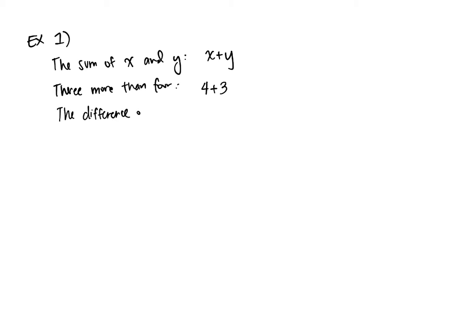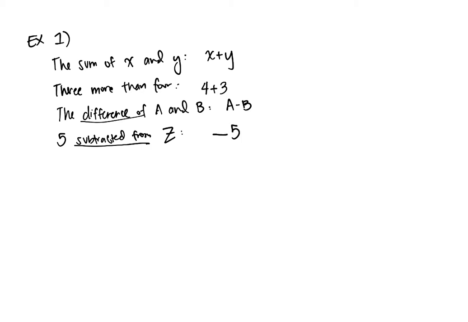The difference of a and b. Difference indicates subtraction, so it'll just be a minus b. 5 subtracted from z. Subtracted from is also in reverse, so that 5, I'm going to be subtracting from z. So z minus 5.